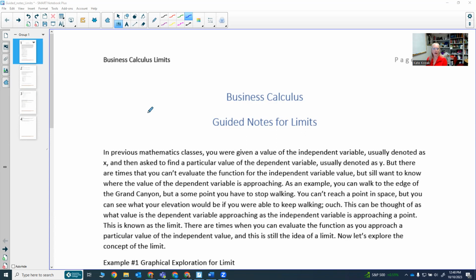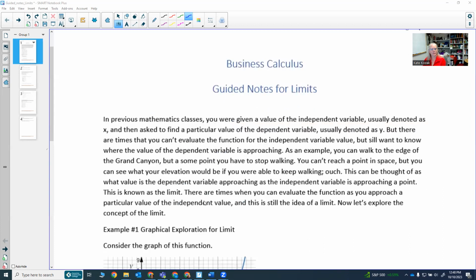As an example, you can walk to the edge of the Grand Canyon, but at some point you have to stop walking. You can't reach a point in space, but you can see what the elevation would be if you were able to keep walking. Ouch, if you did it. This can be thought of as the value of the dependent variable approaching as the independent variable is approaching a point. This is known as the limit. There are times when you can evaluate the function as you approach a particular value of the independent variable, but this is still the idea of a limit. Now let's explore the concept of the limit.